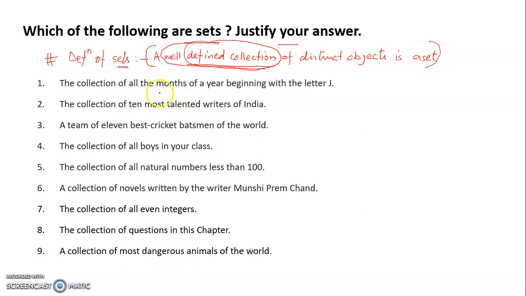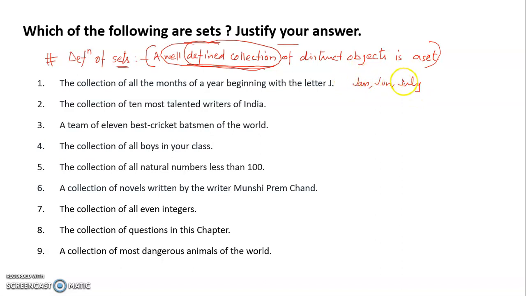So the first statement says: the collection of all months of a year beginning with the letter J. I mean, everybody can answer that. What are the months starting from the letter J? It is January, not February, not March, not April, not May, it's June, and then it's July. So these are the 3 months which start with the letter J. It doesn't matter who collects these particular members. Everybody is going to come up with these 3 elements.